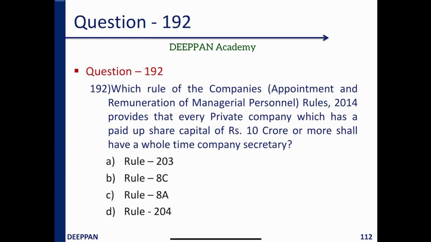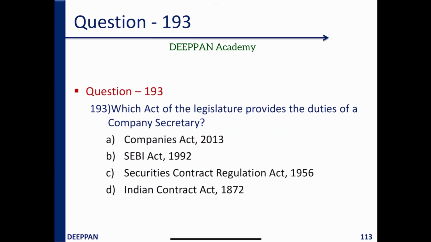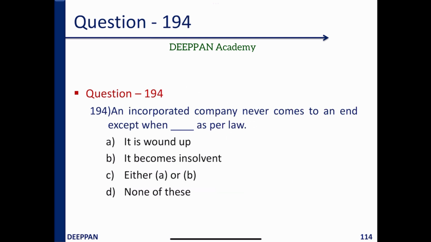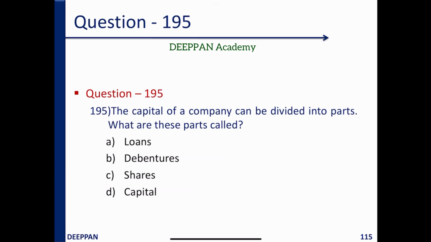Supreme Court. Which rule of the Companies (Appointment and Remuneration of Managerial Personnel) Rules 2014 provides that every private company which has a paid up share capital of rupees 10 crore or more shall have a whole-time company secretary? Rule 8A. Which act of the legislature provides the duties of a company secretary? Companies Act 2013. An incorporated company never comes to an end except when it is wound up as per law. The capital of a company can be divided into parts. What are these parts called?